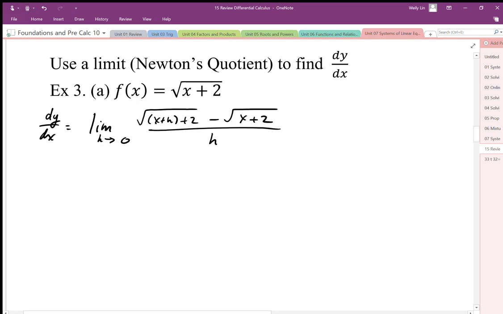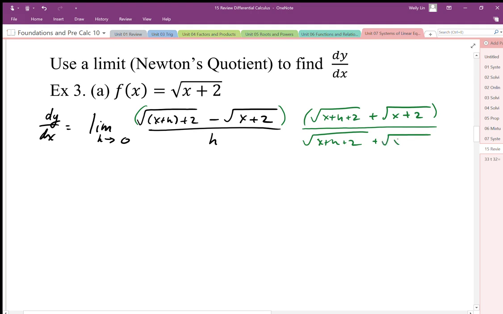To algebraically simplify this, there are basically 3 types: the 1 over x type, the polynomial type, and the square root type. For the square root type, we need to multiply by a conjugate. What this will do is generate a square minus a square, which will then free up the h from the square root. So I'm going to multiply both the top and bottom by that conjugate.